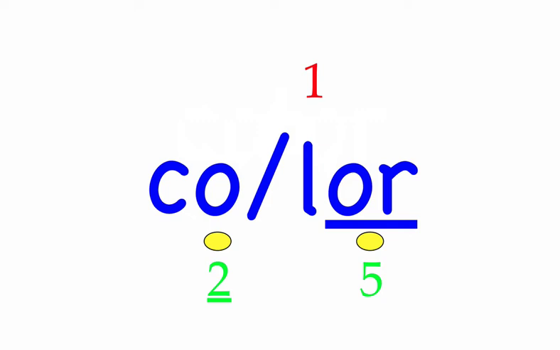Row 5, gross. Please don't be gross. Gross. 4 sounds, G, R, O, S. Mark the word. Pint. We had a pint after work. Pint. 4 sounds. P, I, N, T. Mark the word.